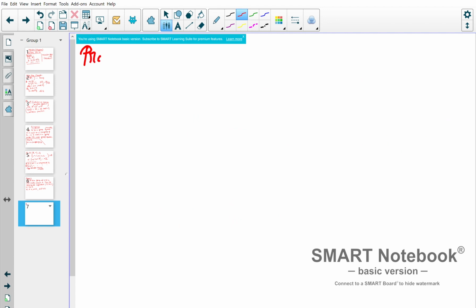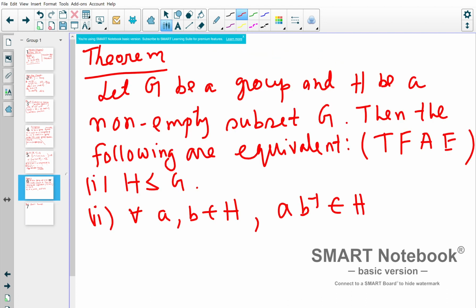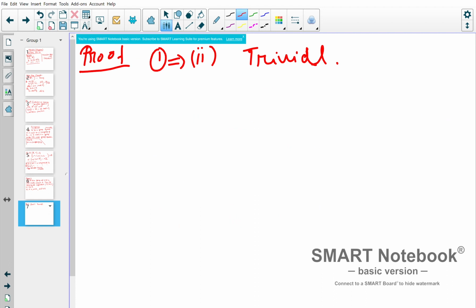Okay, so proof. Let me first do 1 and 2. So 1 implies 2. This is obvious, so this is trivial, right? Why am I saying this is trivial? Because if you know that H is a subgroup of G, then H itself is a group, and hence for any elements A, B, you know that B inverse is also an element of H, so the product A B inverse is an element of H. So this is trivial. The interesting part is 2 implies 1.